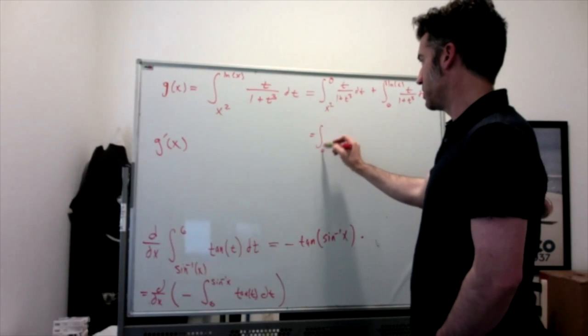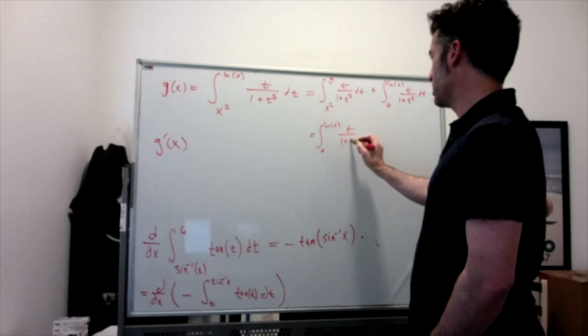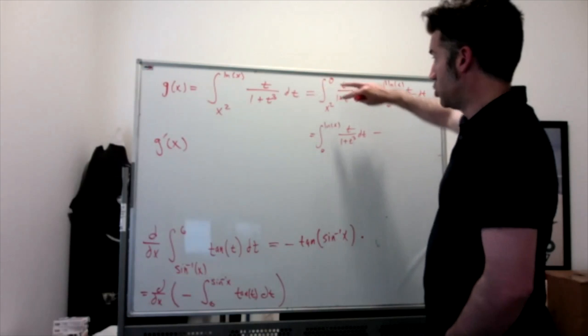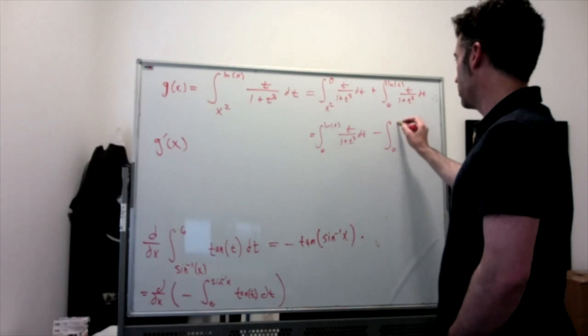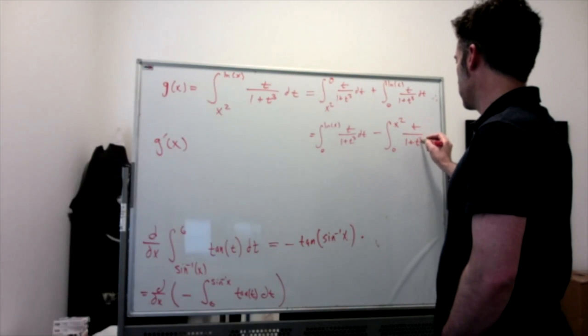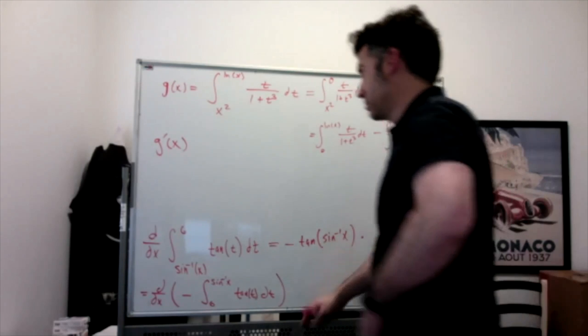It's the integral from 0 to the natural log of x of t over 1 plus t cubed dt, minus, I'm going to change the order of the limits of integration, the integral from 0 to x squared of t over 1 plus t cubed. Okay, so now watch this.